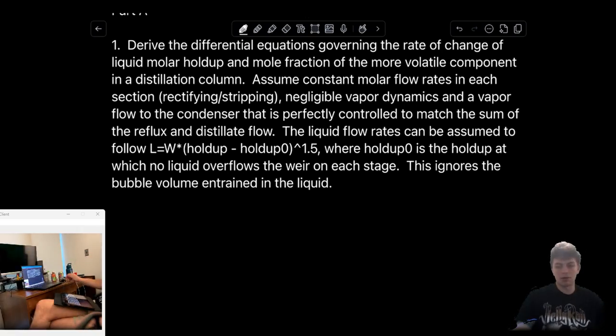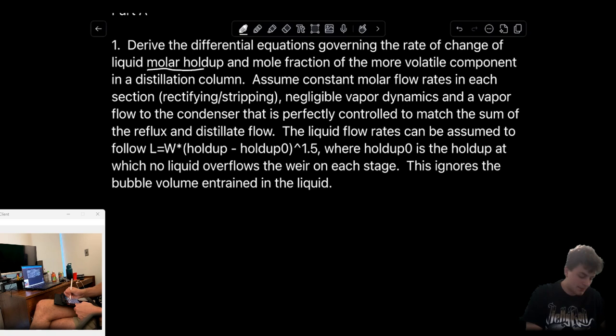All right, there it is. We're looking at differential equations governing rate of change for molar holdup and mole fraction of the more volatile component in the distillation column. So we're going to assume constant molar flow rates in each section, negligible vapor dynamics, and a vapor flow to the condenser perfectly controlled to match the sum of reflux and distillate flow.